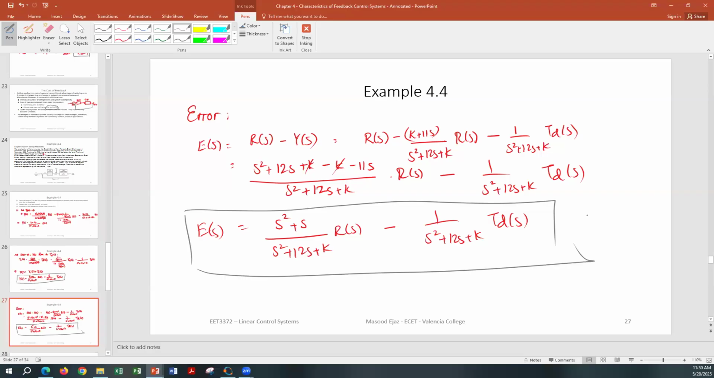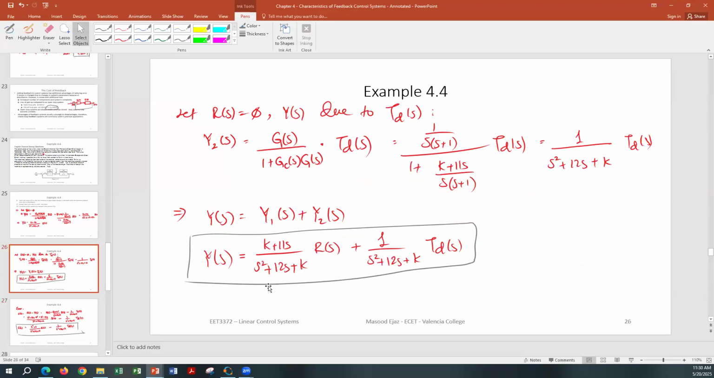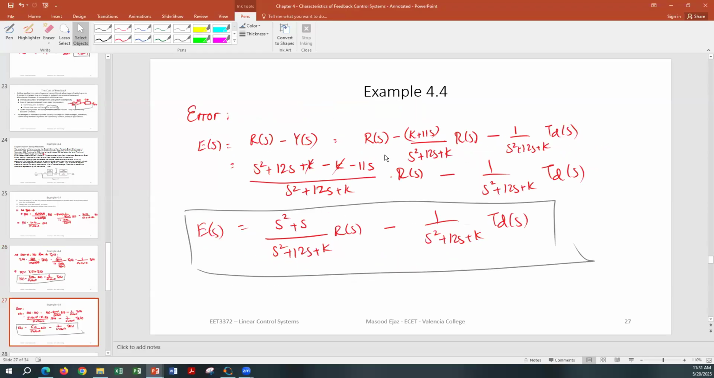You mean error? Uh-huh. So error is the difference between the input and the output. Oh, so let's go and see. I think we got both positive signs. So we have a positive sign here and a positive sign here. So you're subtracting Y(s), and that's why, yeah, both of them became negative. Basically, this became negative and this became negative.